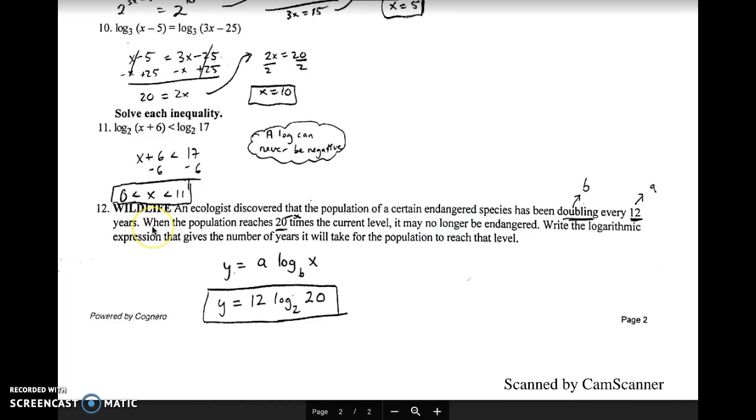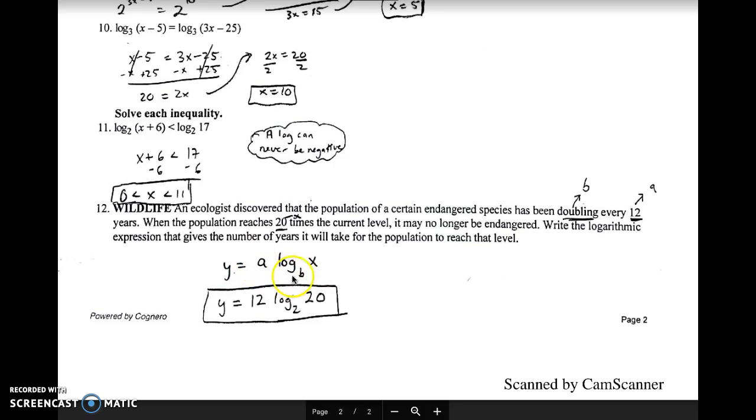Question 12. An ecologist discovered that the population of a certain endangered species has been doubling every 12 years. When the population reaches 20 times the current level, it may no longer be endangered. Write the logarithmic expression that gives the number of years it will take for the population to reach that level. This is actually a difficult problem that we didn't go over, so the process for this is you're setting the equation up, which is going to be y equals a times log base b of x.